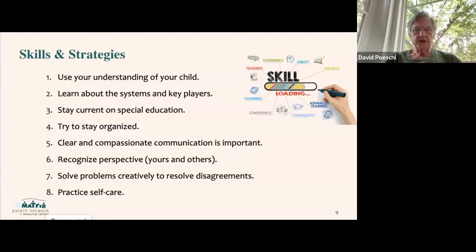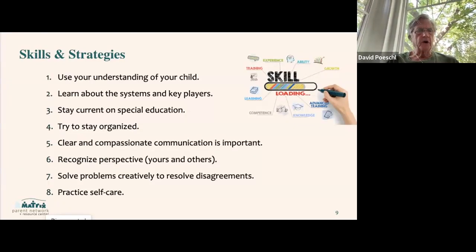Stay current on special education. Try to stay organized. In special education, always follow the rule that if it isn't written down, it doesn't exist. Almost everything that you do in special ed has to be done in writing, and so just assume that it has to be in writing.